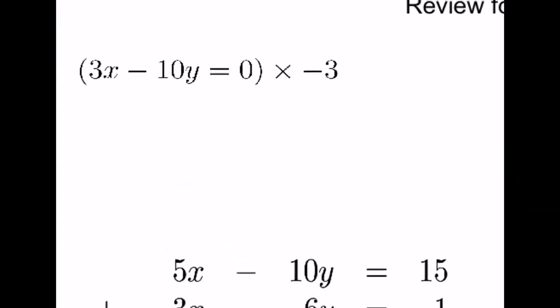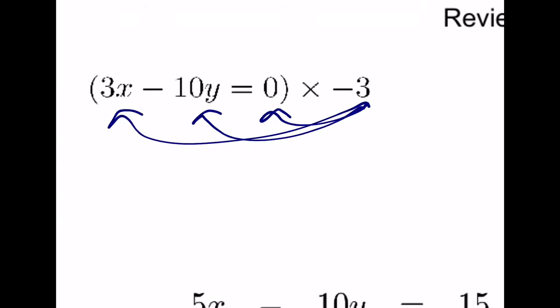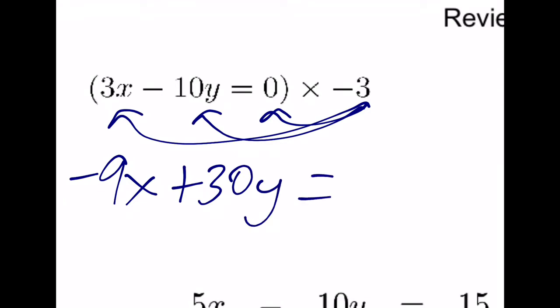First up, we are scaling this equation. The equation reads 3x minus 10y equals 0, and we are multiplying the entire thing by negative 3, which works kind of like distributing. That means we are multiplying each term by a negative 3. So if you were using a calculator, you would do 3 times negative 3 to get negative 9. Don't forget the x. Negative 10 times negative 3 is a positive 30. Don't forget the y. And anything times 0 is going to be 0.